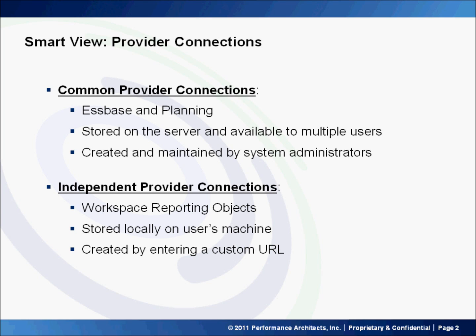Smart View allows users to connect to data sources via provider connections. There are two types of provider connections: common provider connections and independent provider connections. Common provider connections are used to connect to Essbase and planning data sources, while independent provider connections are used to connect to Workspace reporting objects. Common provider connections are stored on the server and are available to multiple users, while independent provider connections are stored on the client side and are created by adding a custom URL.